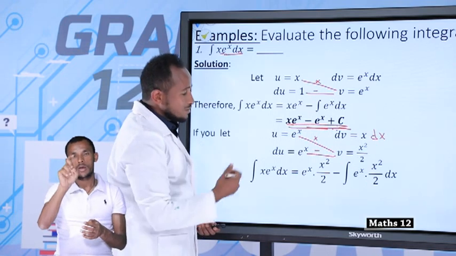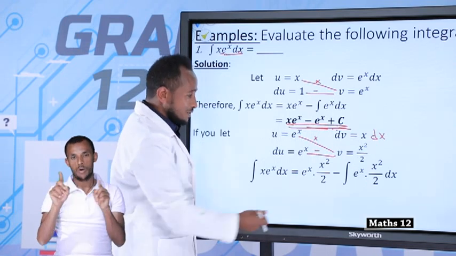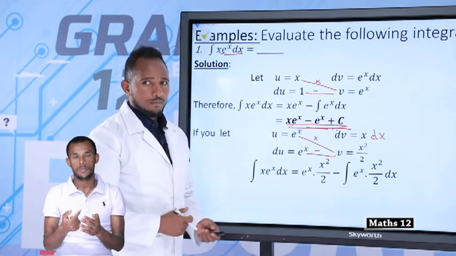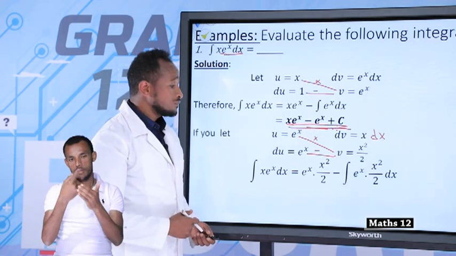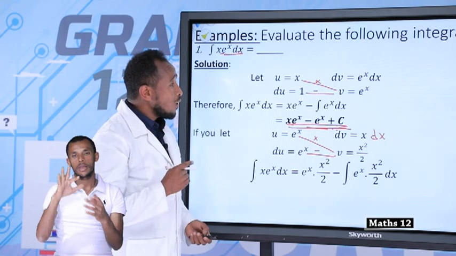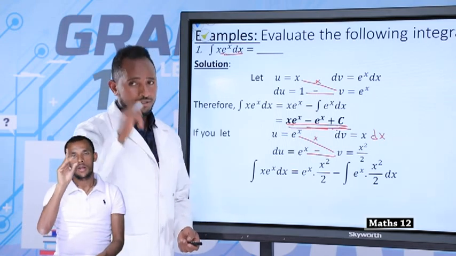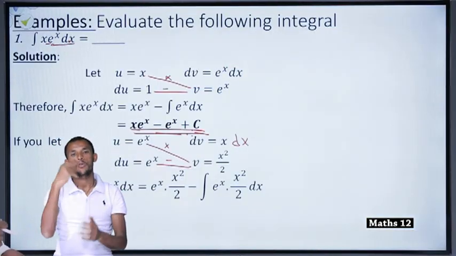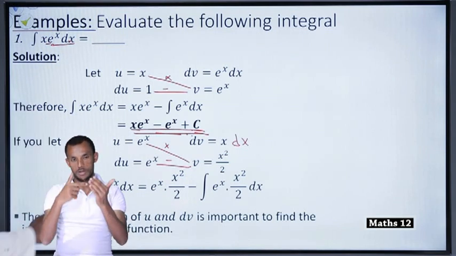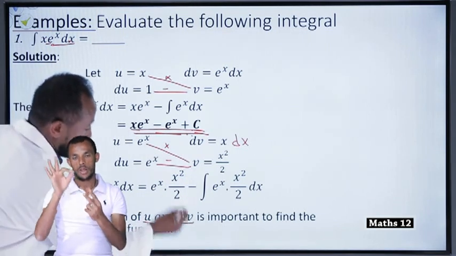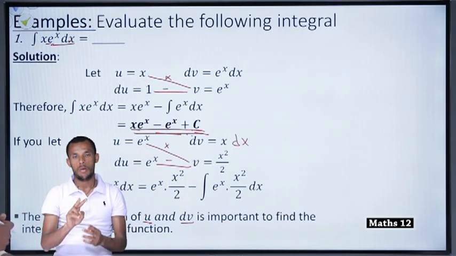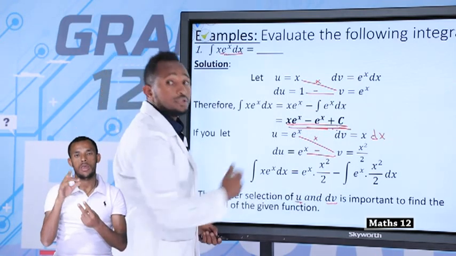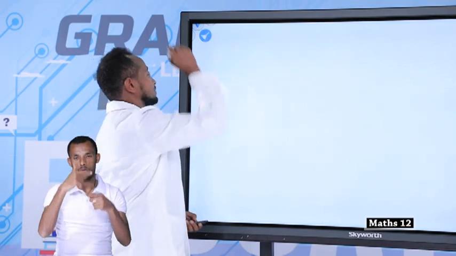Look, this is not the final answer. If you follow the same technique to evaluate this one using integration by parts, you will not arrive at the answer. So the selection of u and dv matters in evaluating the integral using integration by parts. Therefore, you have to select u and dv properly. So for that purpose, I'll give you a guideline in selecting u and dv. Now let's go to the guideline.